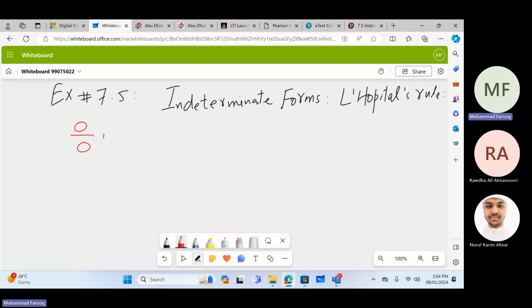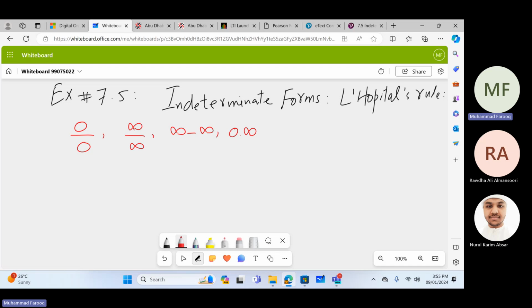Another situation is infinity over infinity. This is also one of the indeterminate forms. Then infinity minus infinity. This is also tackled by L'Hopital's rule. Then 0 times infinity also comes in this category. So these four forms are basically without power.